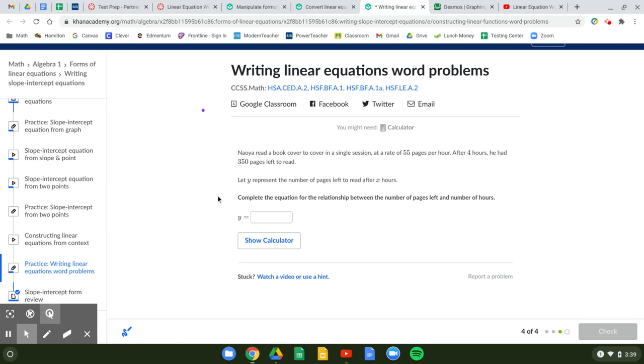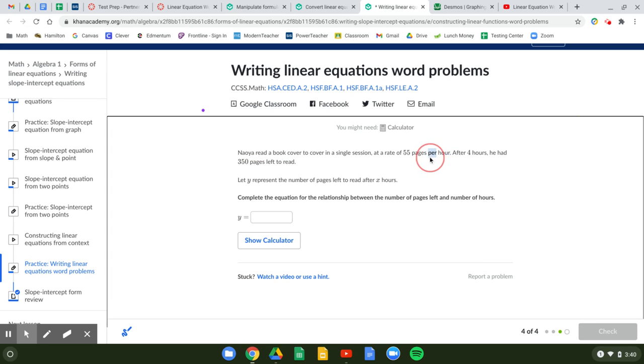All right. Naoya, okay, read a book cover in a single session at a rate of 55 pages per hour. Ooh, that word per makes me think slope. After 4 hours, oh, this is a he. Naoya is a he. How about that? Had 350 pages left to read.